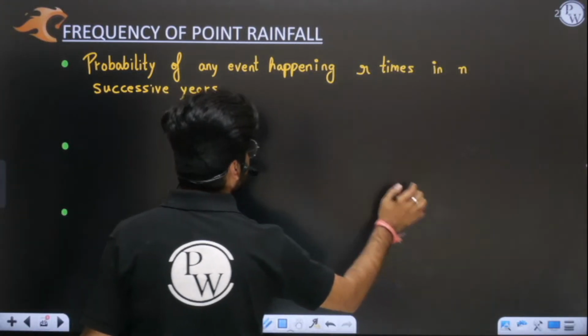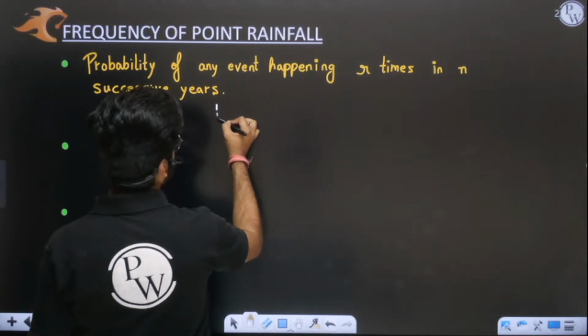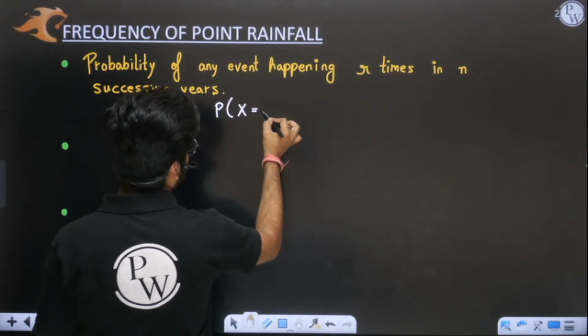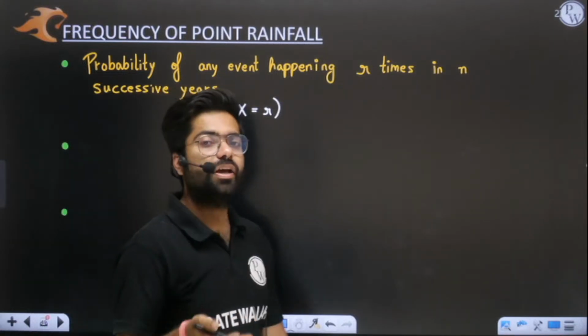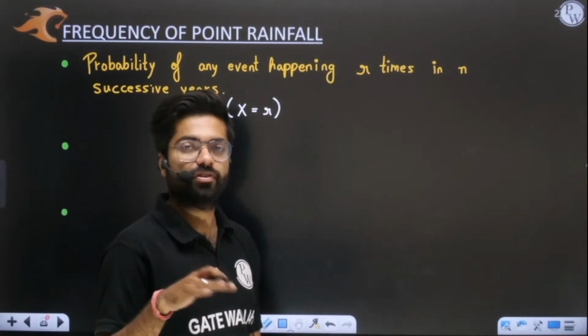let me write it here. So probability of x equals r. See, x can have a value which will vary from 0 to n. Obviously, you know, we have n years.